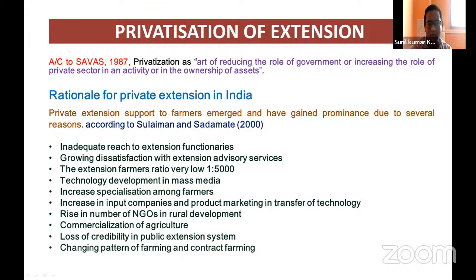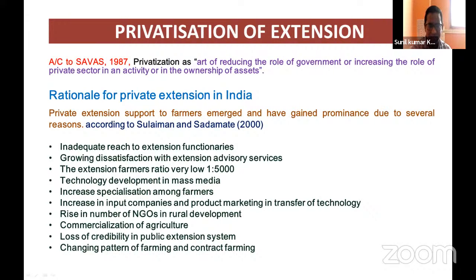There are a number of input companies and other private companies which are taking part in transfer of technology. If you look at India, the private companies are now coming with CSR funds also. They are taking part in agriculture as CSR partners, providing every advisory to the farmers. There are a number of seed and fertilizer companies also, like IFFCO, one of the leading companies in fertilizers. And there is certainly a rise in the number of NGOs working in rural development. They are providing specific guidelines, specific schemes, and specific input services to the farmers. That's why farmers are moving towards the private sector and need that particular type of advisory.